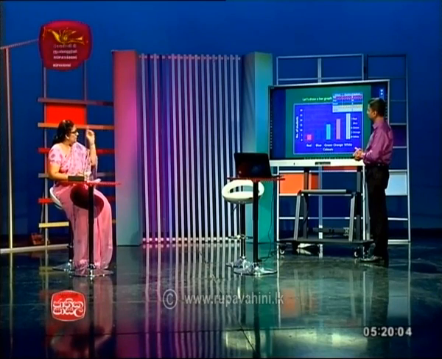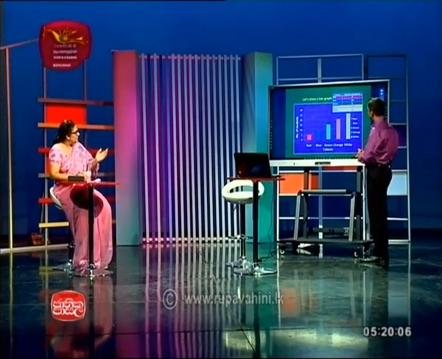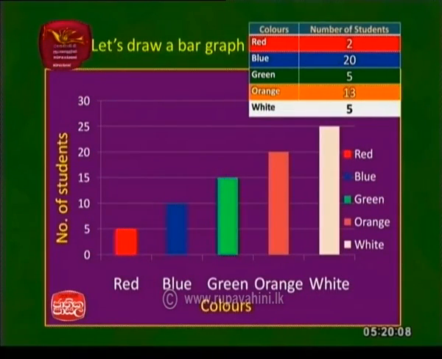Right. So now let us draw a bar graph using this information. Now here you can see the colors. The colors are red, blue, green, orange and white. And the number of students are also mentioned here. 2 students for red, 20 for blue, green 5, orange and white. I think here the information we have to slightly change. The highest is white. Okay.